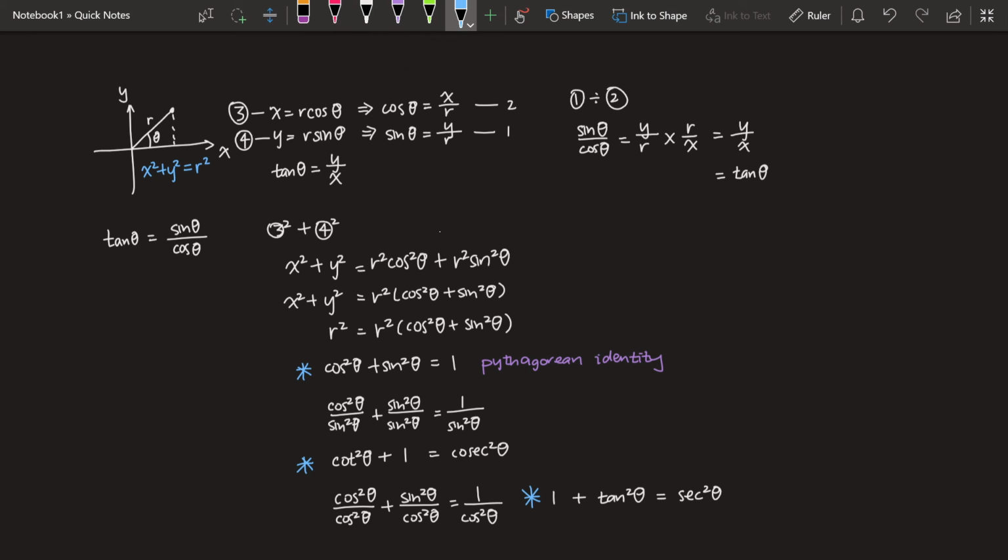So just to give you a recap, the first identity that we learned is one of the ratio identities, which is tangent theta equals sine theta over cosine theta. And we also learned 3 Pythagorean identities. So cosine squared theta plus sine squared theta equals 1. If we divide by sine squared theta throughout, we will get cotangent squared theta plus 1 equals cosecant squared theta. And if we divide by cosine squared theta throughout, we will get 1 plus tangent squared theta equals secant squared theta.